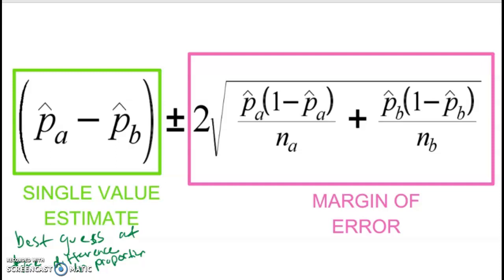And then this second half, this whole ugly bit, 2 times the square root of all this, that's your margin of error that we're going to be calculating. So we're going to need to calculate a p hat of A and n of A, and once you do that, you're going to be ready to just plug in the formula and hopefully find the confidence interval.